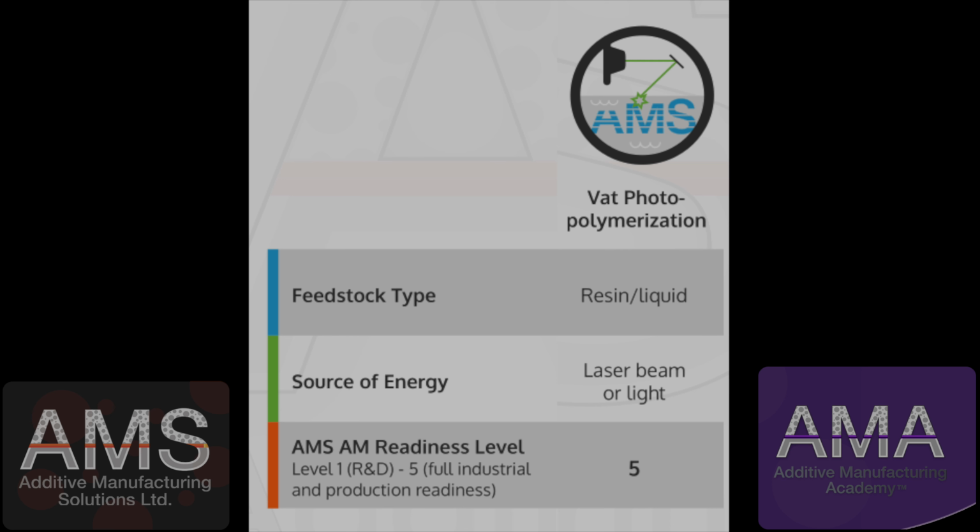Most of the development with VAT photopolymerization in recent years has come to the source of energy. In the earlier days, it was a laser beam, and more recently, digital light and LEDs have been used to cure this resin bed. That has allowed VAT photopolymerization to go from being a very high cost, industrial grade technology to being available for several hundred pounds for entry level users.